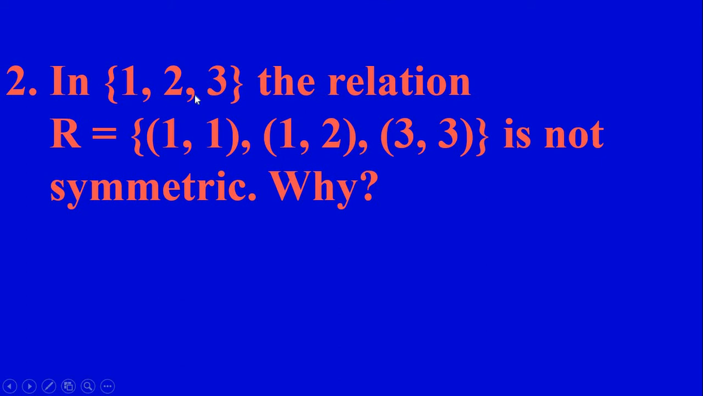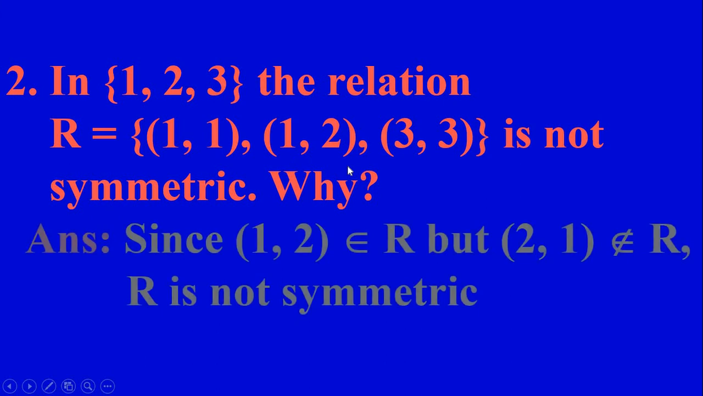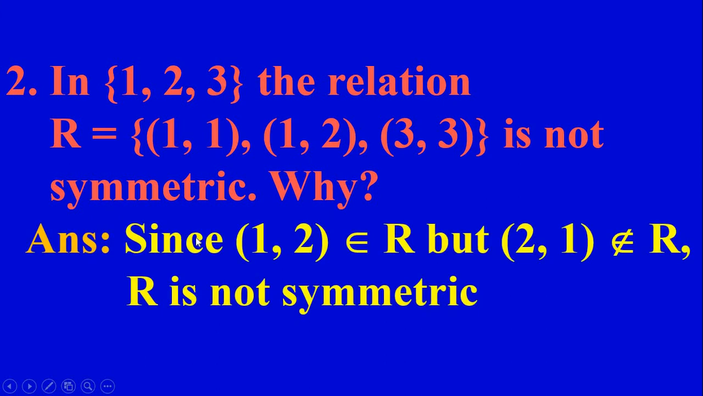Next one, in the set {1, 2, 3}, the relation R = {(1,1), (1,2), (3,3)} is not symmetric. Why? You have to give the reason. Now you have to verify symmetric relation. Here we have (1,2), but (2,1) is not there. So therefore this is not symmetric, since (1,2) belongs to R, but (2,1) does not belong to R.